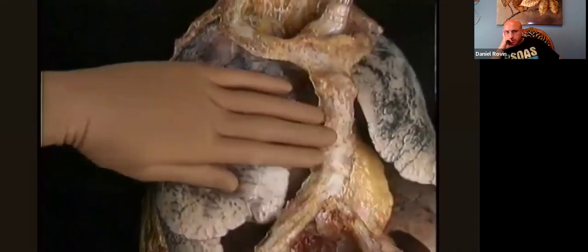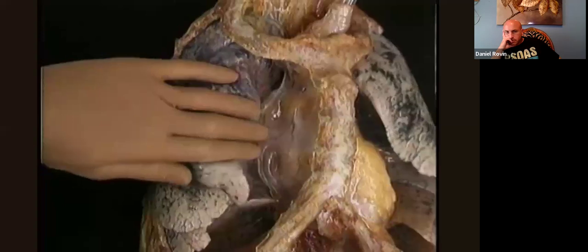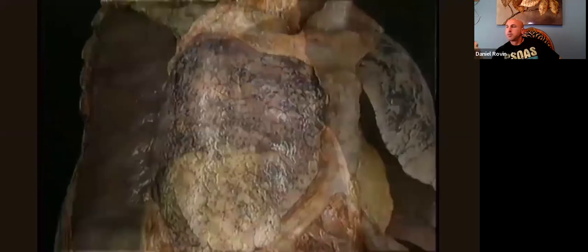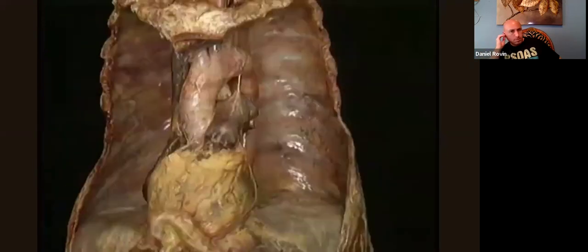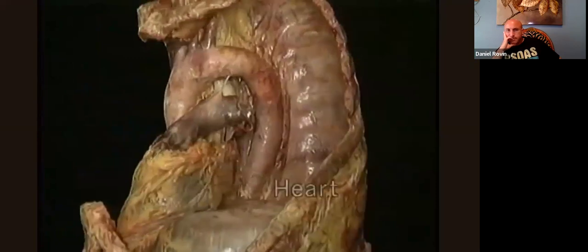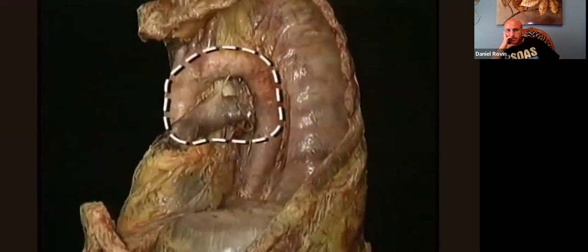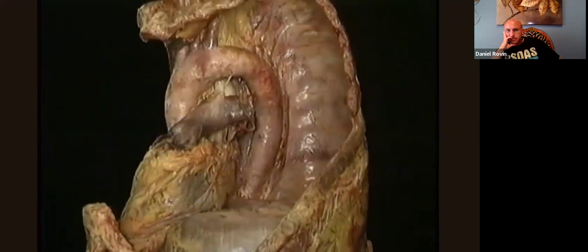When we let the lungs deflate, we can see the heart behind the sternum, contained within its protective jacket of pericardium. To see it better, we'll take the lungs, the sternum, and the pericardium out of the picture. This is the heart. This is the diaphragm. The major blood vessels that lead into and out of the heart take up almost as much space as the heart itself.